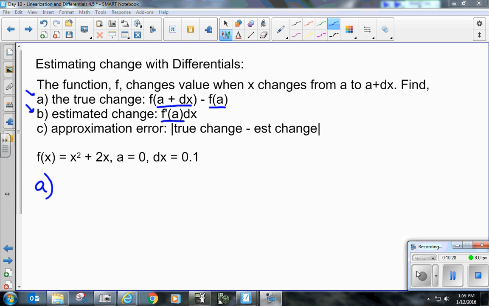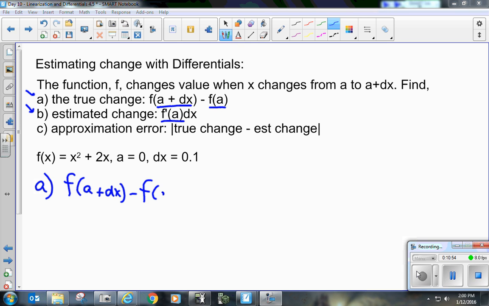I want to go not too fast, because I don't want to confuse you with a plus dx and f prime of a. But you guys should know how to input something into a function. If I put f of 5, 5 goes in for every x in that function. So right now, I have to figure out f of a plus dx minus f of just a. You're probably going to want a calculator because there are decimals involved. Maybe not, maybe you can go through this quickly.